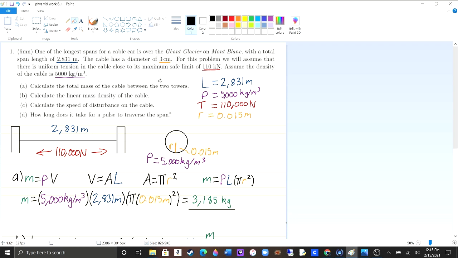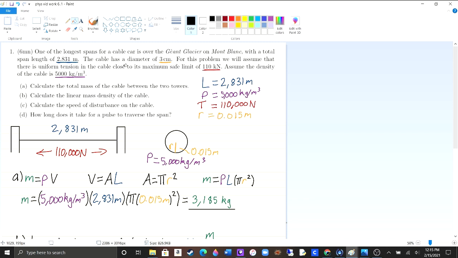So this is going to be problem number 1, and it deals with tension and density of a cable, as well as the length to find a few pieces of information about the cable. So it goes like this.